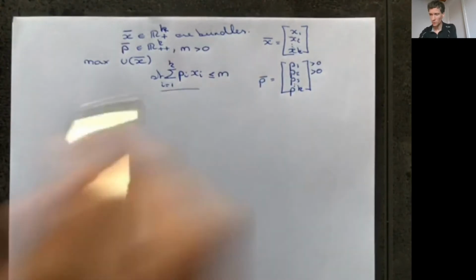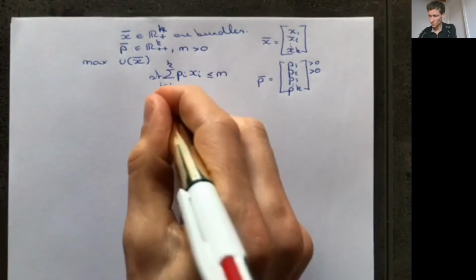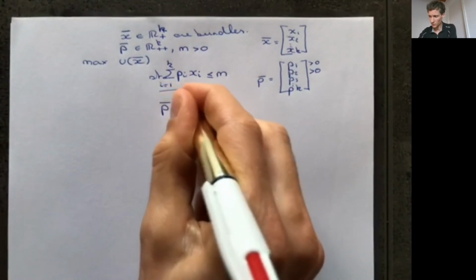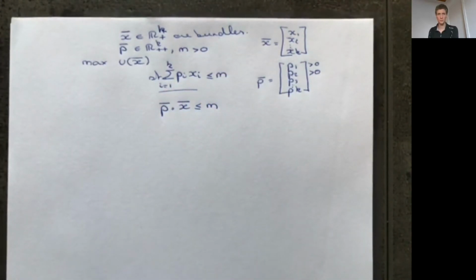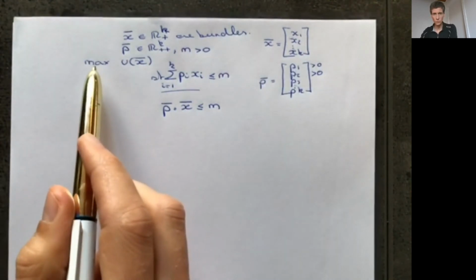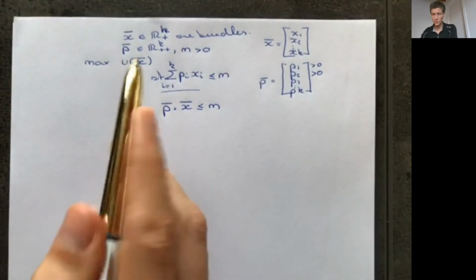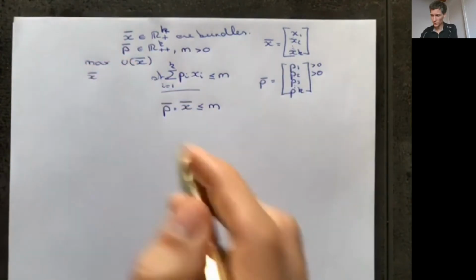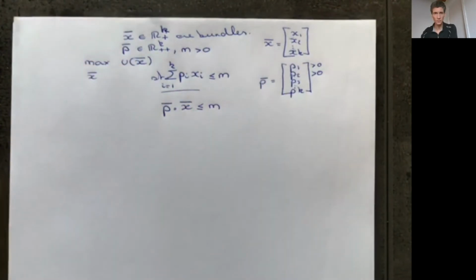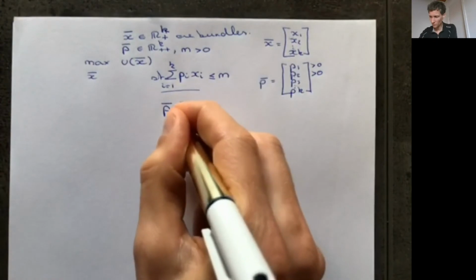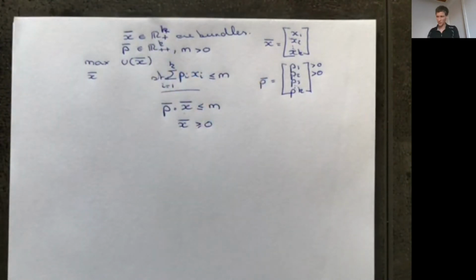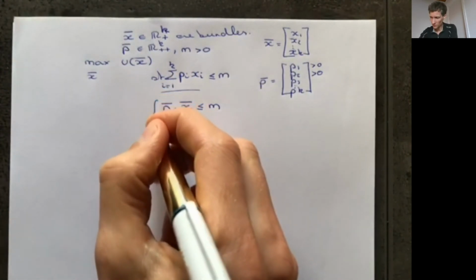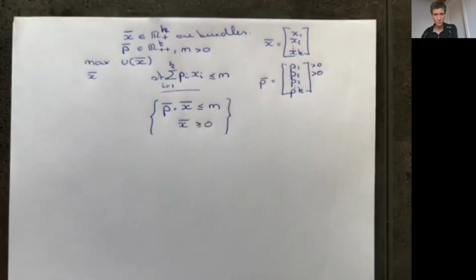Okay, and you know how we can write this. This is nothing else than the dot product between the vector p and the vector x. So this has to be less or equal to the expenditure. Okay, so what does the consumer do? Maximizes the utility function. So it chooses x such that p·x is smaller or equal to m, and then of course x is greater or equal to 0, right? x is in R^k_+. So all the vectors that satisfy this is called the budget of the consumer.